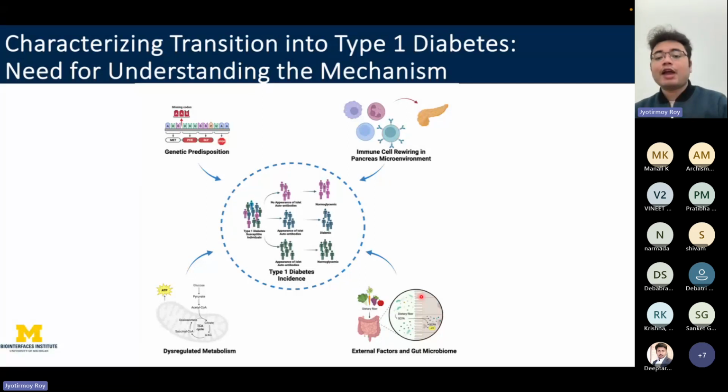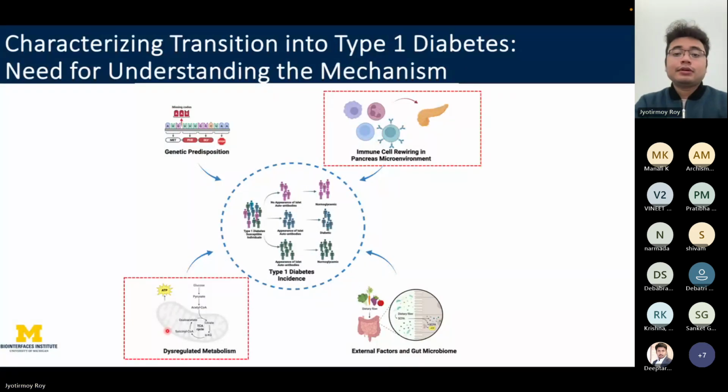And the final thing, which I won't be covering in my topic today but is very important for type 1 diabetes incidence, is the external factors and the gut microbiome, where it has been shown that the microbes in the gut also interact with the immune cells in the pancreas, and they play a significant role in the onset of disease. But primarily, I will be talking today about the immune cell rewiring in the pancreas, and also slightly touching on the metabolism aspect, because that's what my work covers.